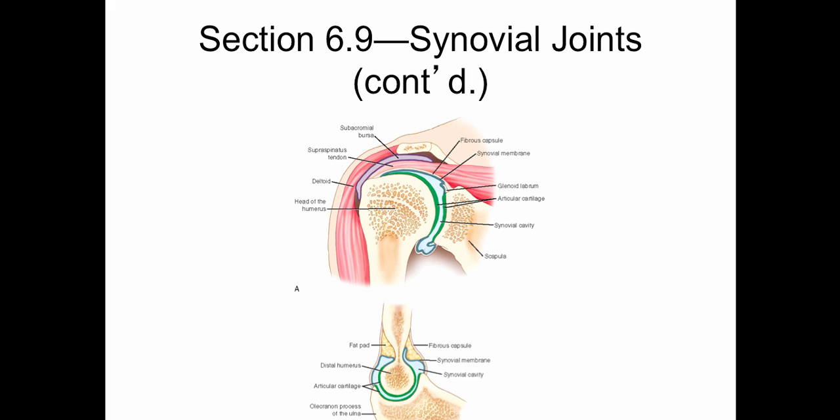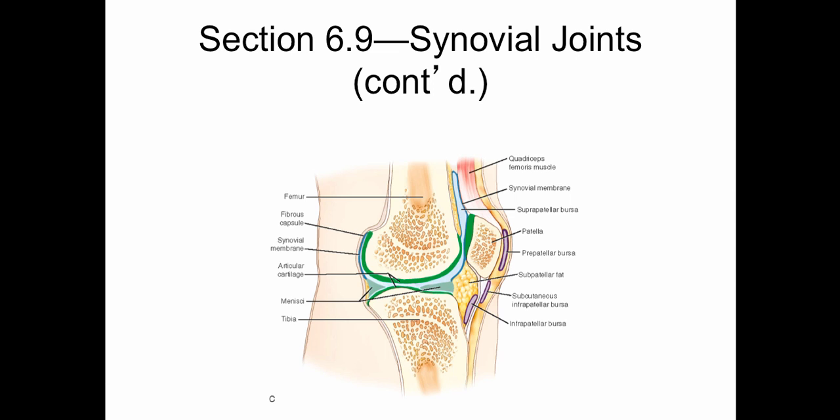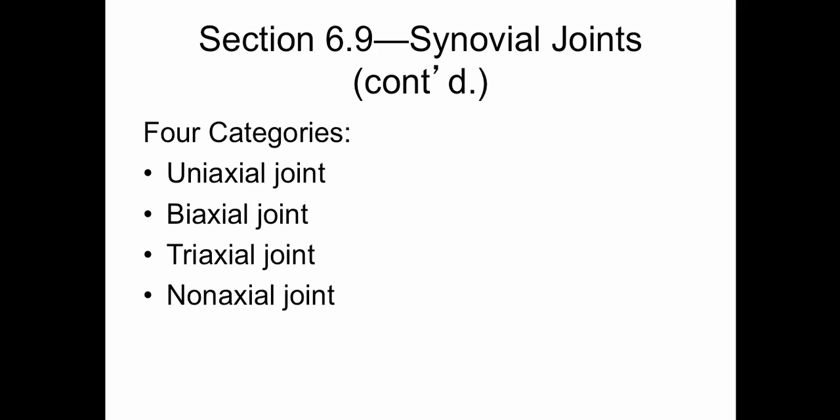On the left, you see a frontal plane cross-section view of the shoulder joint. And below is a sagittal plane cross-section view of the elbow joint. These are both synovial joints, and you can see the synovial cavity. Here is a sagittal plane cross-section of the knee joint. Again, you can see the synovial cavity. There are 4 categories of synovial joints: uniaxial, biaxial, triaxial, and non-axial.